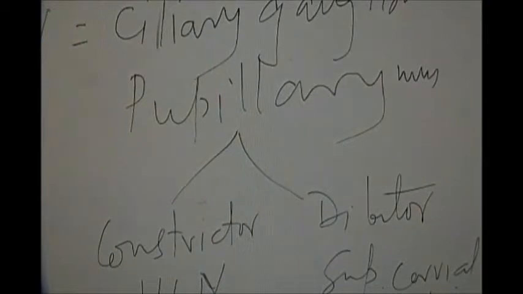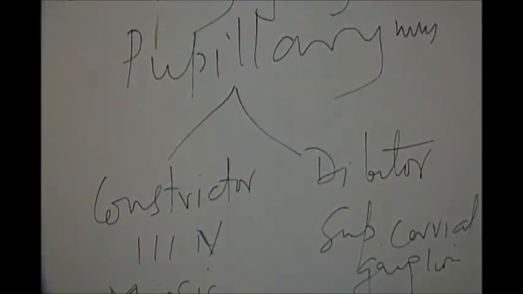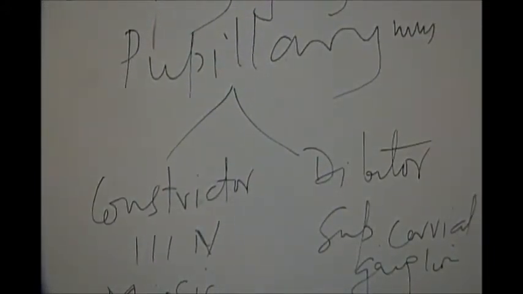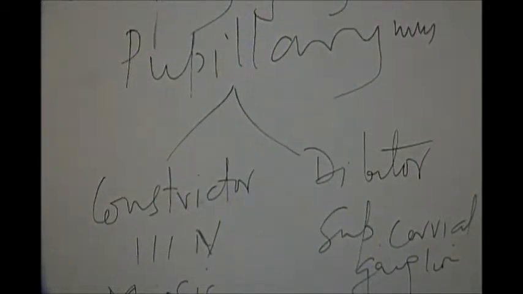The pupillary muscles. How many types of pupillary muscles are there? There are two types of pupillary muscle: the constrictor pupillae and the dilator pupillae. The constrictor pupillae constrict and the dilator pupillae dilate the pupil.